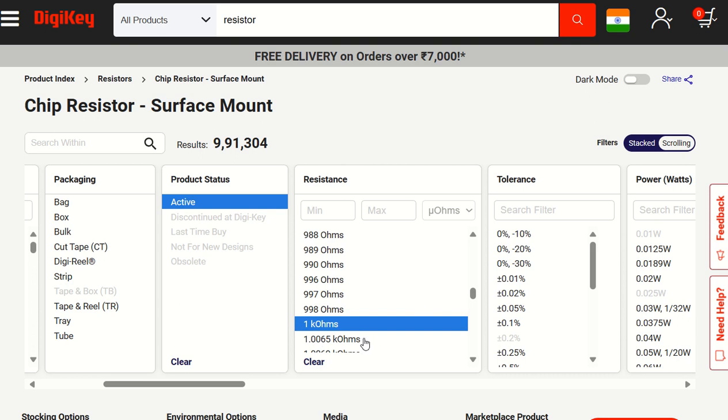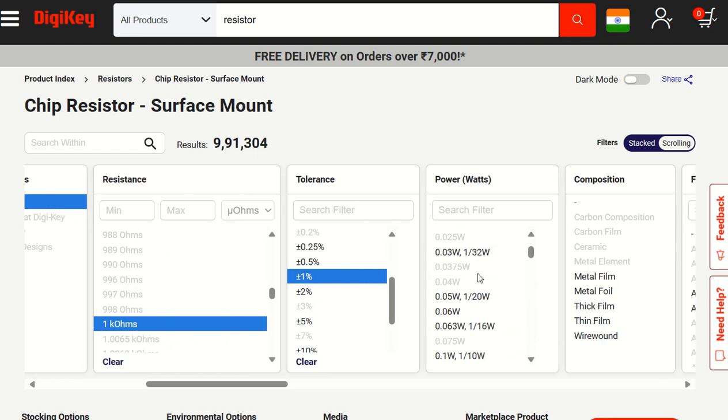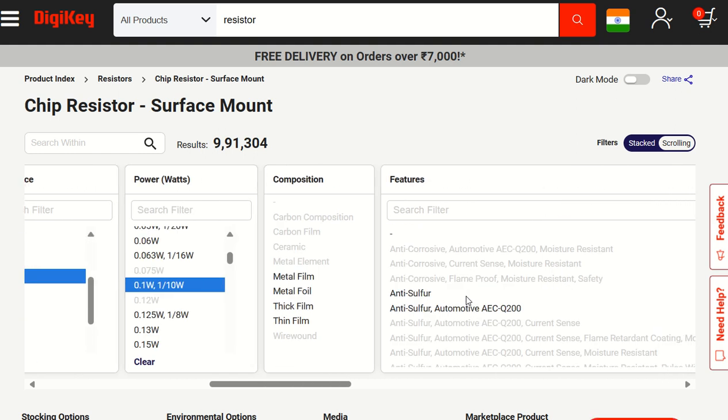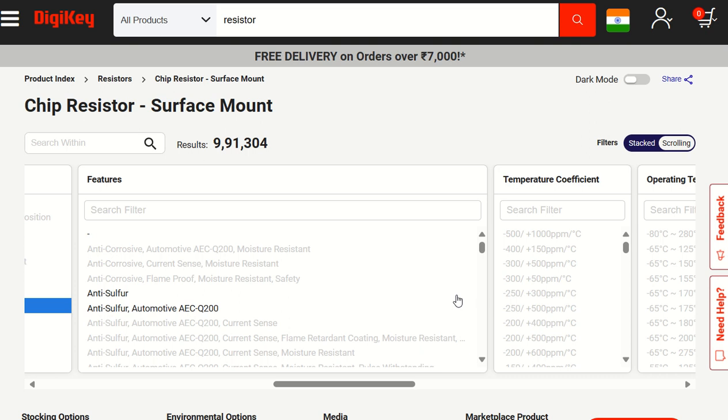Now we have selected 1 kilo ohm. We have a lot of tolerances available here, 0 to 10%, minus 10%, and so on. We have plus minus 0.01%, very accurate resistors. Our aim is to find 1% resistors, so we will take plus minus 1%. Then our power rating was 1 by 10 watt, which is 0.1 watt. Then for composition, which we have not mentioned, we will take thick film, which is generally used in any kind of circuit these days.